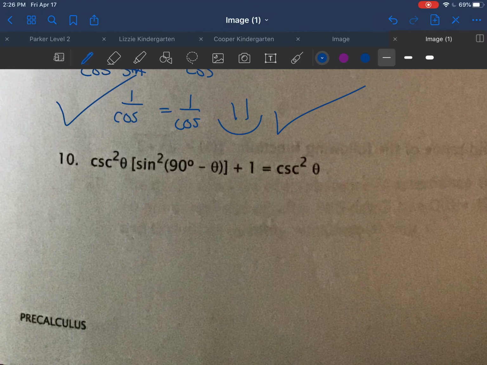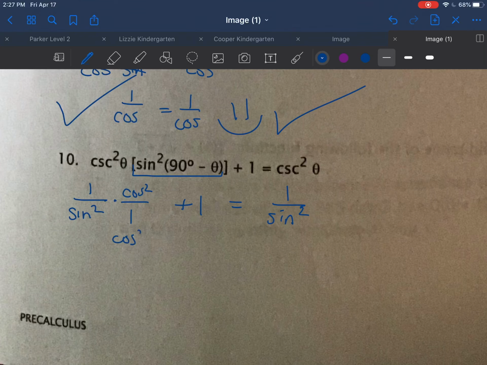Number 10, I'm getting out of breath. Number 10, this we're going to look at. First, let's change cosecant squared to 1 over sine squared. Sine squared of 90 minus theta. We didn't look at this one a ton. We alluded to it. But whenever they do 90 minus something for sine and cosine, because they're complementary functions, sine squared of 90 minus theta is the same thing as cosine squared. So we can just say times cosine squared over 1. Then plus 1 equals 1 over sine squared.